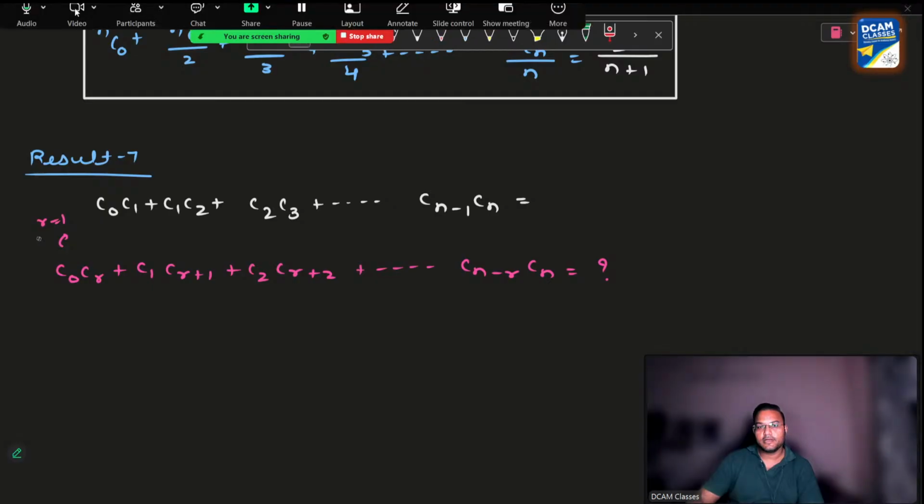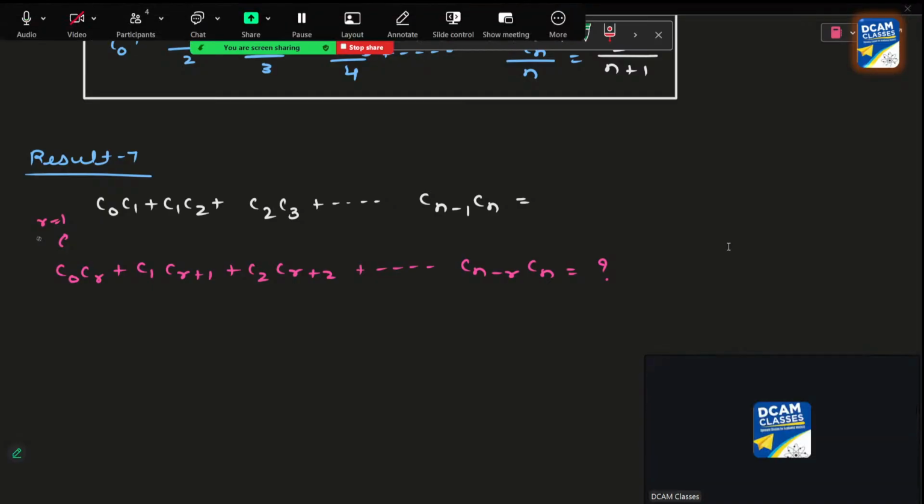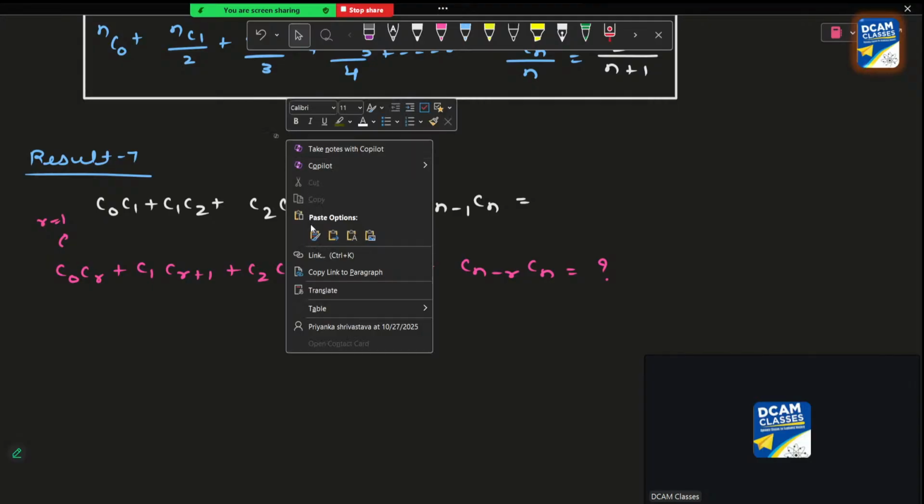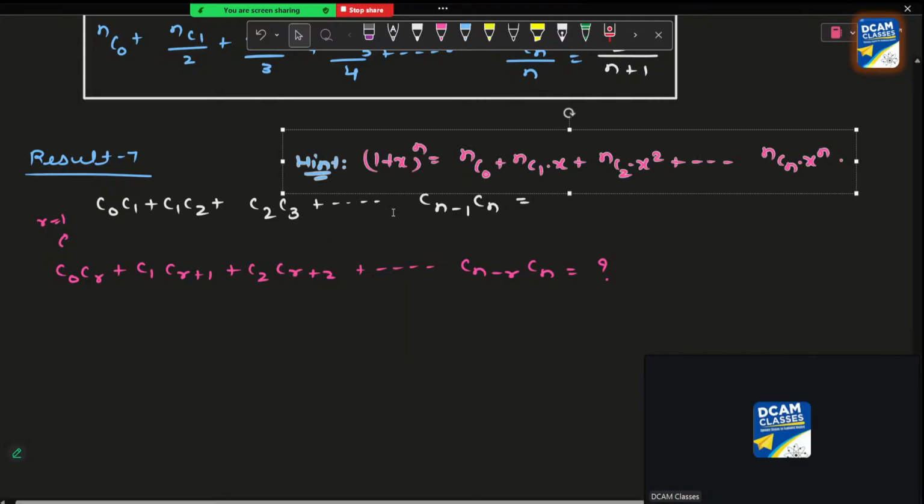It's a bit difficult. It's not that easy, but I'm telling you now, only some few manipulations in the above formula and everything you'll get. Hint is again this only.